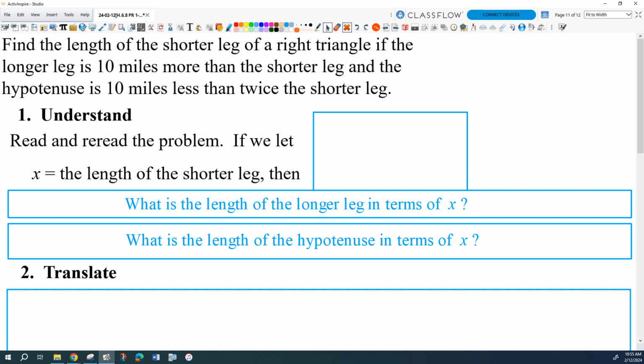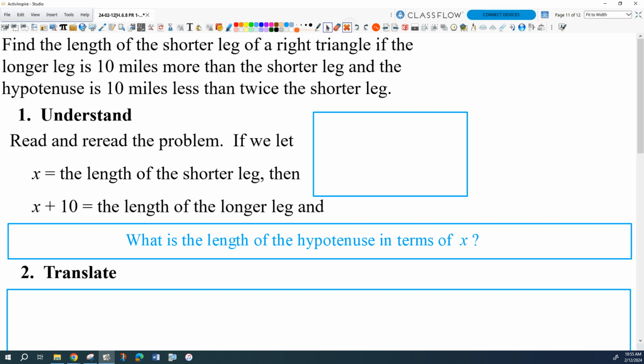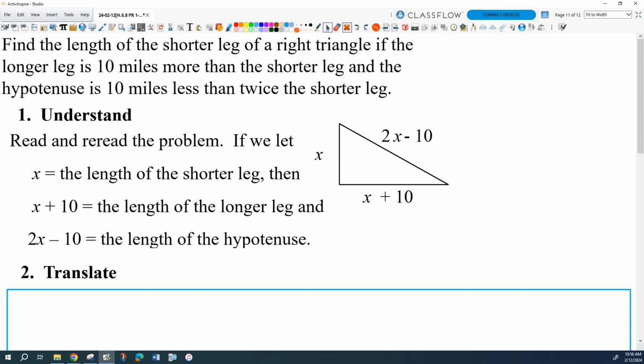Good. So then what does that mean the length of the longer leg is? X plus 10. And what does that mean the hypotenuse is? 2x minus 10. Good. Okay, so there's our triangle. We've labeled everything we need to. Now how do we translate this into a math problem?